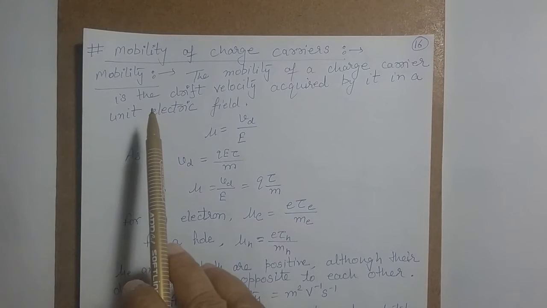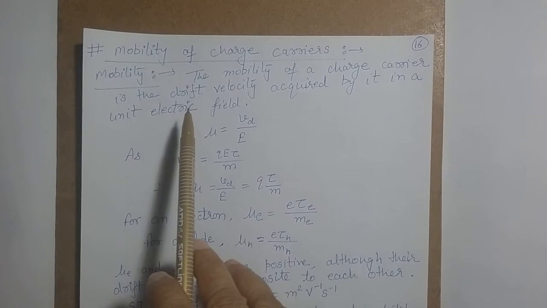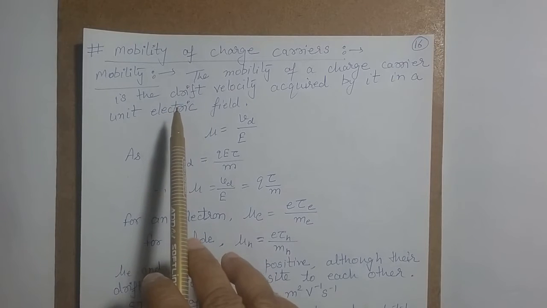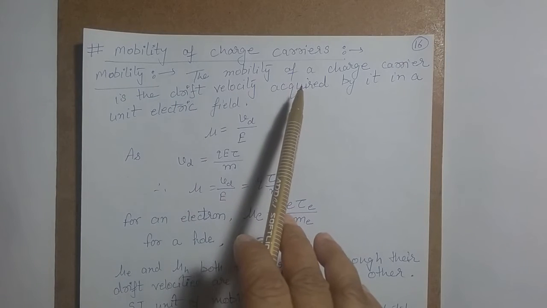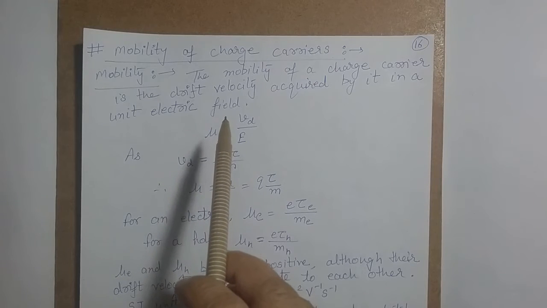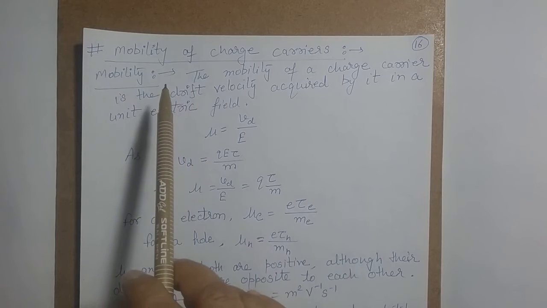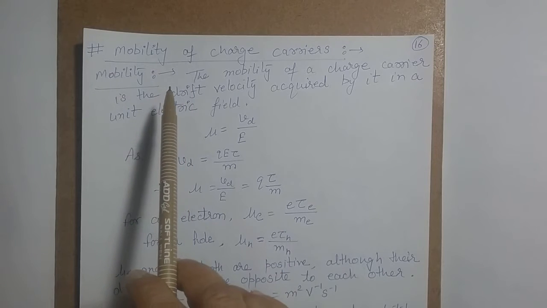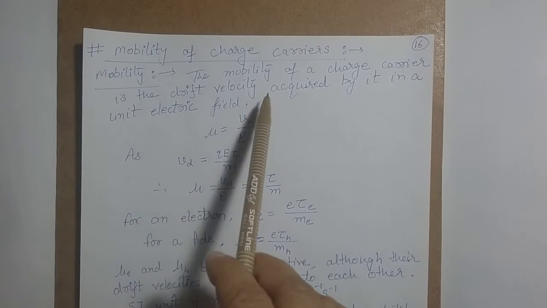So students, after Ohm's law in vector form, our next topic is the mobility of charge carriers. Whenever the charge carriers acquire the drift velocity after the application of an external field or force, they are mobile, and whenever the charge particles are mobile, they constitute the current.